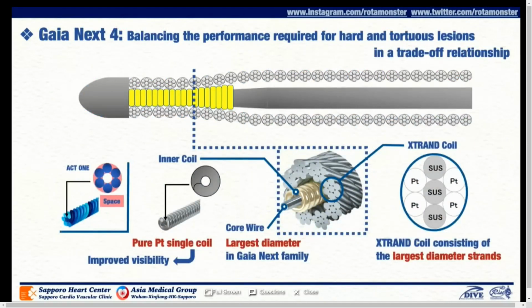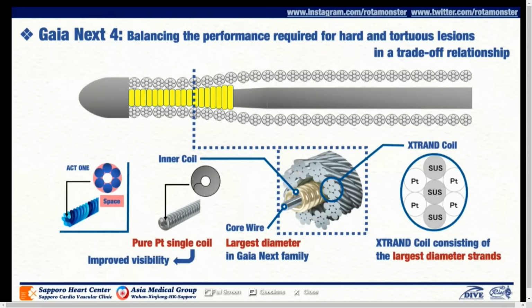Gaia Next 4 is structurally different from the previous Gaia Next series, with the largest core wire made of pure platinum coils. And a very important part, the X-strand coil, has the largest diameter and a different material composition. In mechanical wires, it is extremely difficult to achieve both strong penetration force and flexible controllability, but the improved X-strand coil of the Gaia Next 4 achieves this trade-off at a high level.